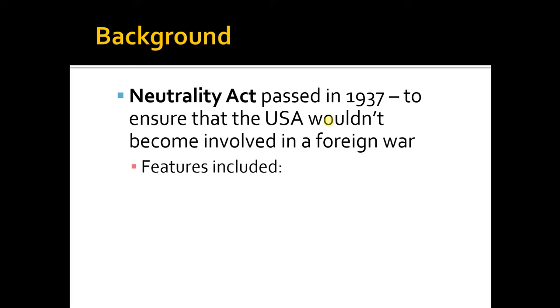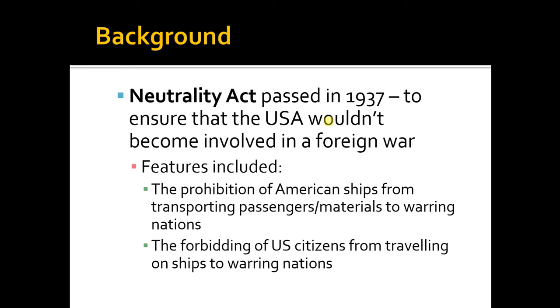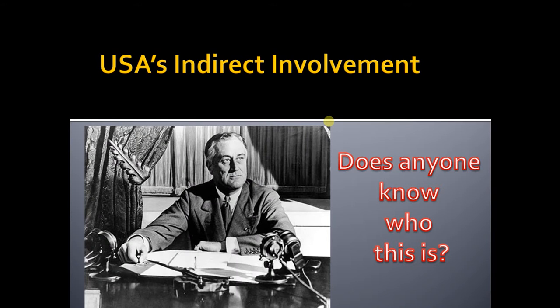So some features of the Neutrality Act included the prohibition of American ships from transporting passengers or materials to warring countries, to prevent American ships from getting tangled up in conflicts abroad. There was also a forbidding of US citizens from traveling on ships to warring nations. Again, trying to limit American involvement overseas, especially when it comes to conflicts overseas.